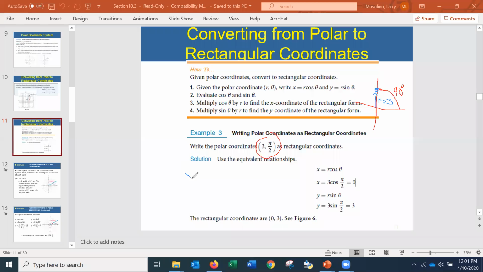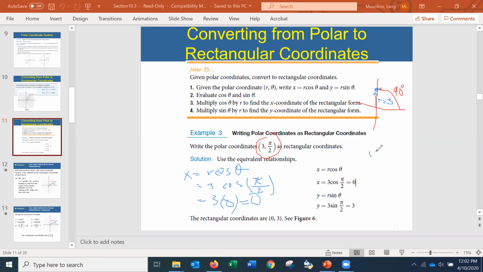All right, let's convert it. x is r cosine theta. But in our example, r is 3. Theta is pi over 2. Does anyone remember what cosine pi over 2 is from the unit circle? Well, if you go back to the unit circle, cosine pi over 2 is 0. So this is going to be 3 times 0, which is 0.